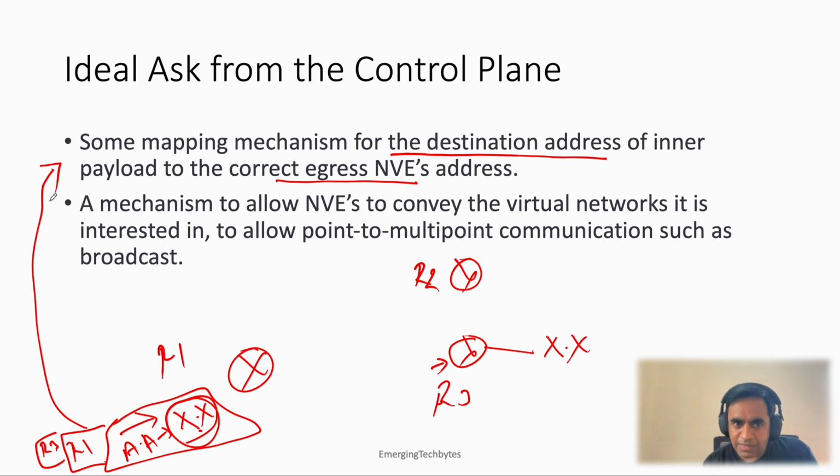That is, the inner destination address mapping to the correct egress NVE, and again these are called NVEs in VXLAN terms, network virtualization edge switches. If you are from the MPLS world, think of it as PE devices.